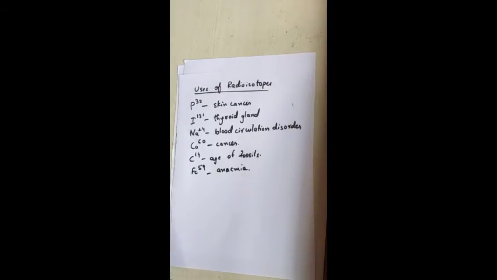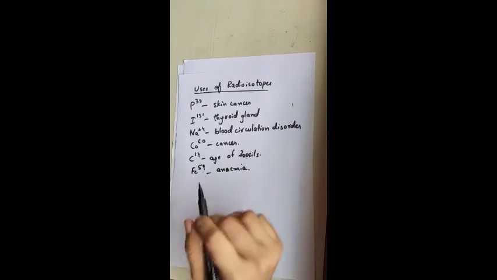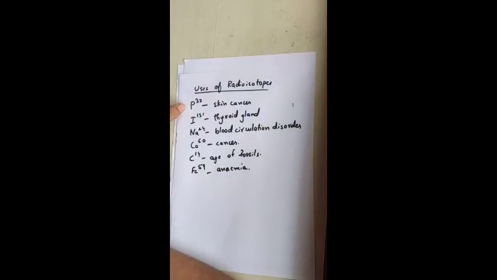Now the last topic is regarding the uses of radioisotopes. So we have the important isotopes: phosphorus 32, which is used for the treatment of skin cancer; iodine 131, used for the treatment of thyroid gland; sodium 24, used for blood circulation disorder; cobalt 60, used for the treatment of cancer; and carbon 14, used to find the age of the fossils. Iron 59 is used to treat anemia. This may be asked in multiple choice questions. Very important isotopes.